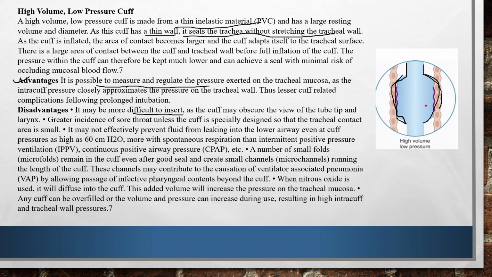Especially in this type of cuff, when we use nitrous oxide, as we know that nitrous oxide has a second gas effect, meaning it increases its own concentration as well as other gases' concentration. If we use nitrous oxide in this kind of cuff, it will double the volume of the air that is in the cuff, resulting in injury to the tracheal mucosal layer.